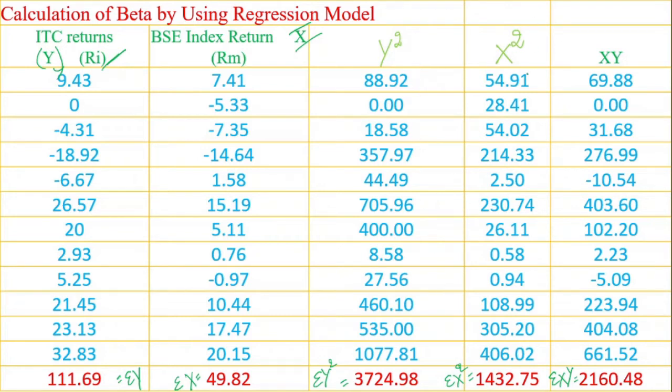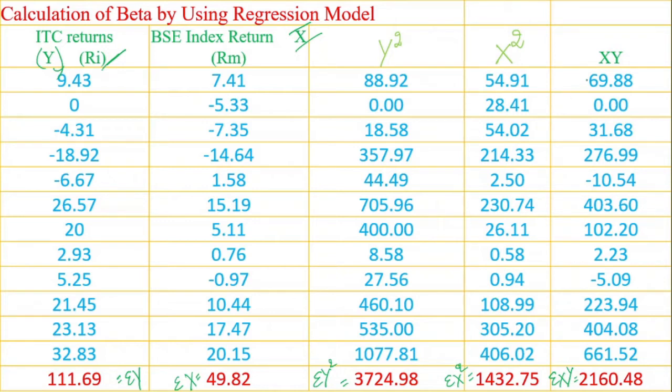X square is simply got by multiplying the market return with the market return of the same month, then we will get the X square values. That is 7.41 multiplied by 7.41, we will get 54.91. In the same manner, from the first month to the 12th month, if we multiply, we will get the X square values for 1 to 12 months.